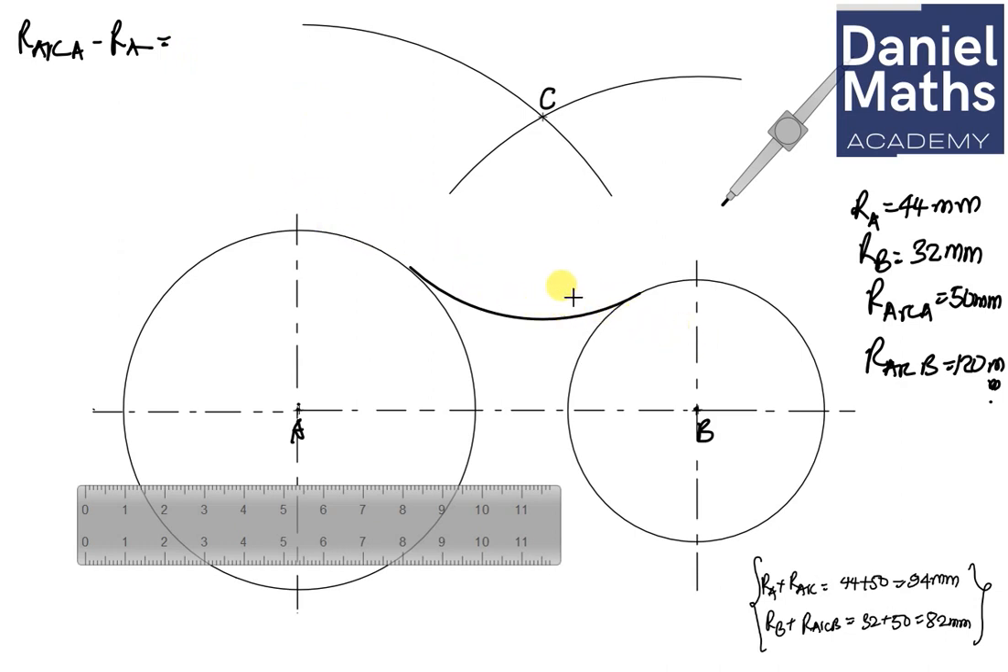Okay, so that's going to give us 120 minus 44. Okay, 120 minus 44. So that's what we want to do. And this gives us 76 millimeter.